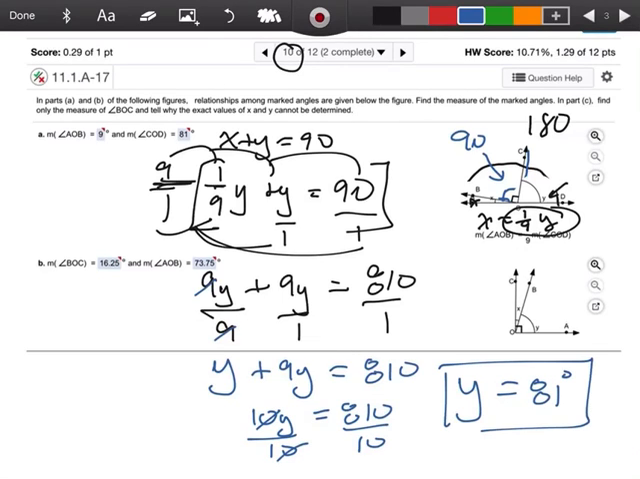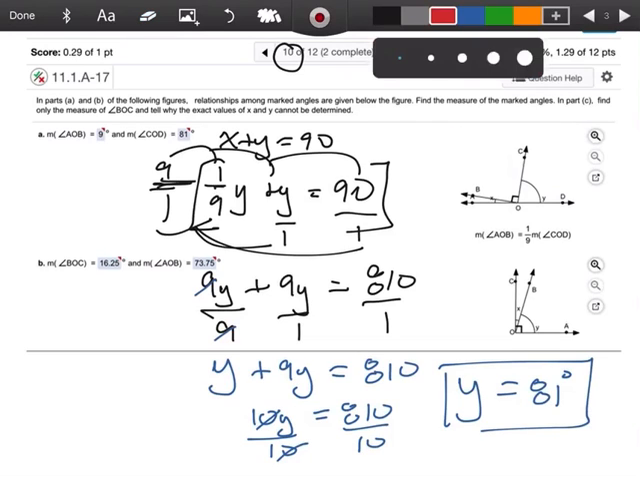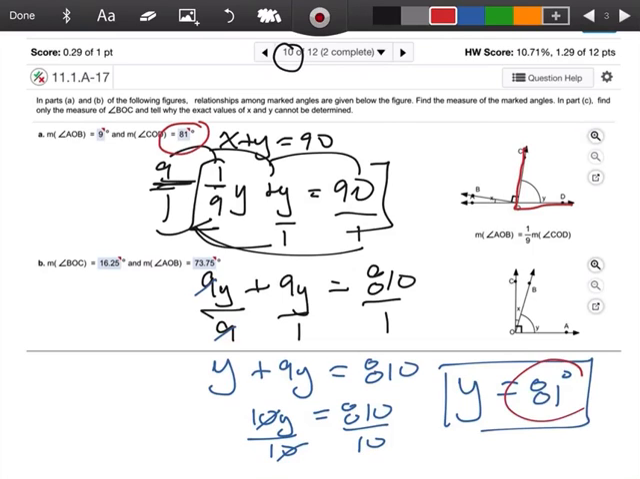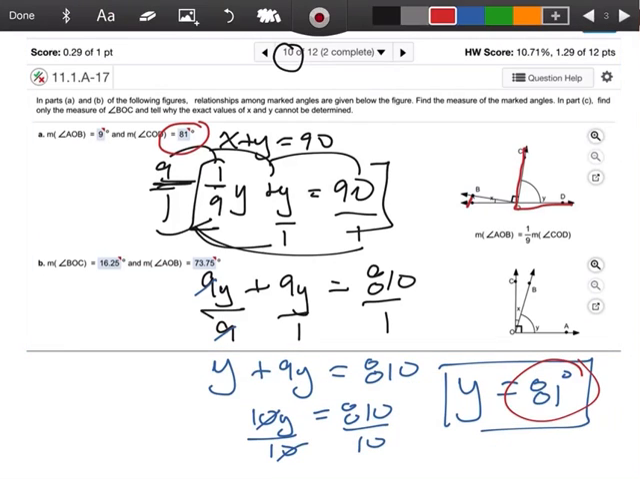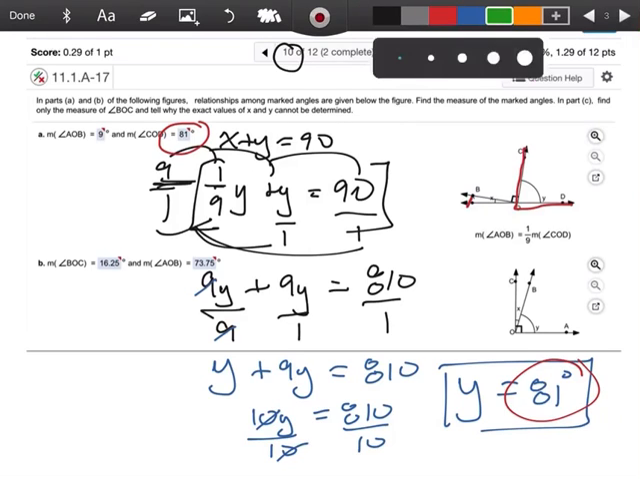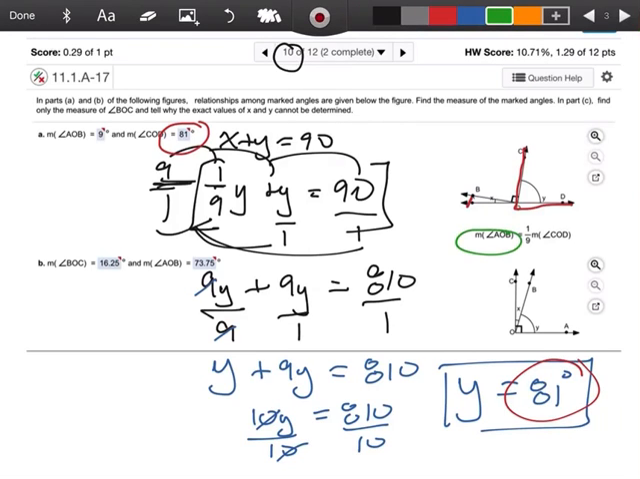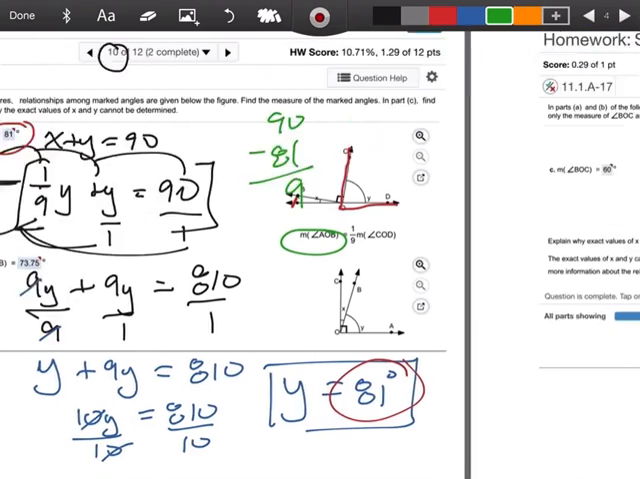Remember, angle Y, just in case you're curious, is the same thing as angle COD. So we notice right here, here's angle COD, same thing as Y, right? Now remember what we said, that angle and this one here are going to add up to 90 degrees. So if I want to find the measure of angle AOB, we can say what's 90 minus 81? That gives us 9 degrees, okay? So now let's work on part B.